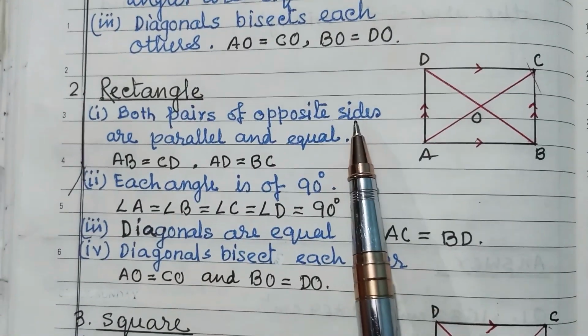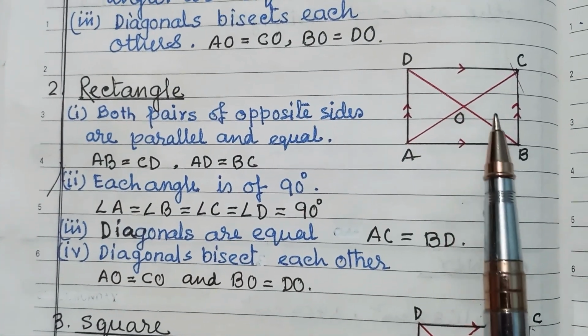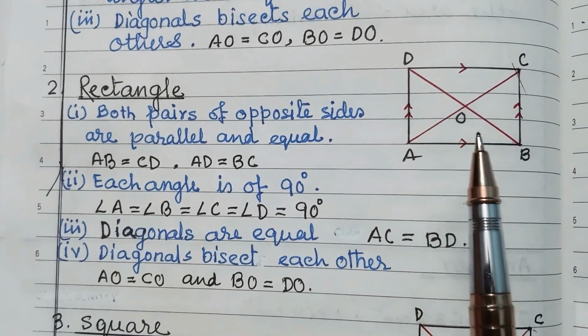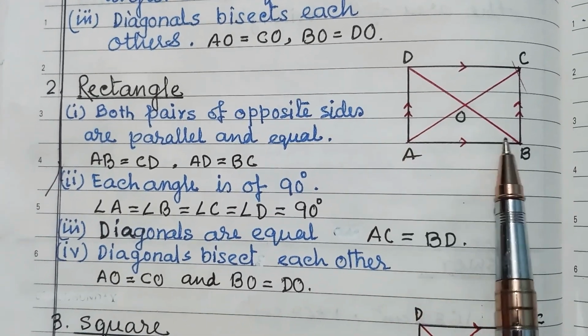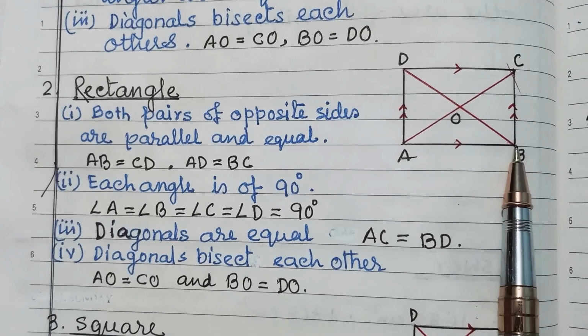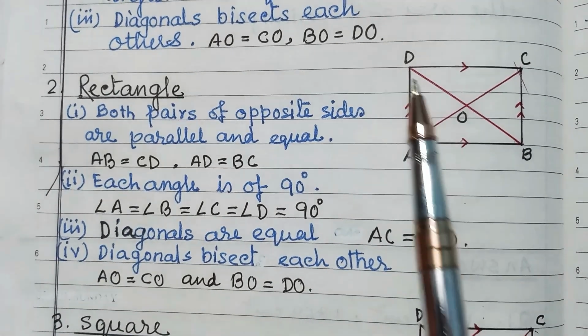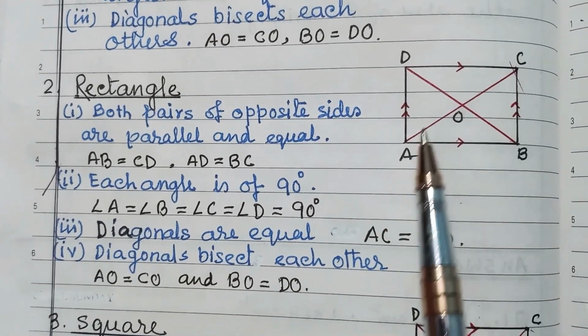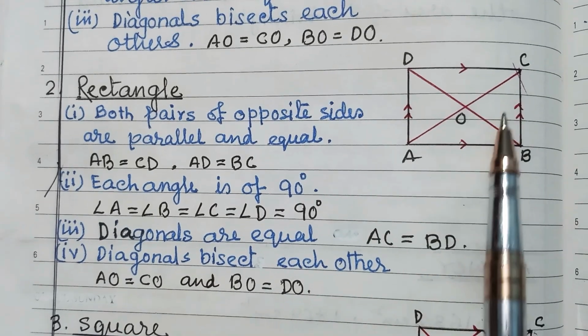Next is a rectangle. Both pairs of opposite sides are parallel and equal. Each angle is 90 degrees; all the angles are 90 degrees. Diagonals are equal and bisect each other.